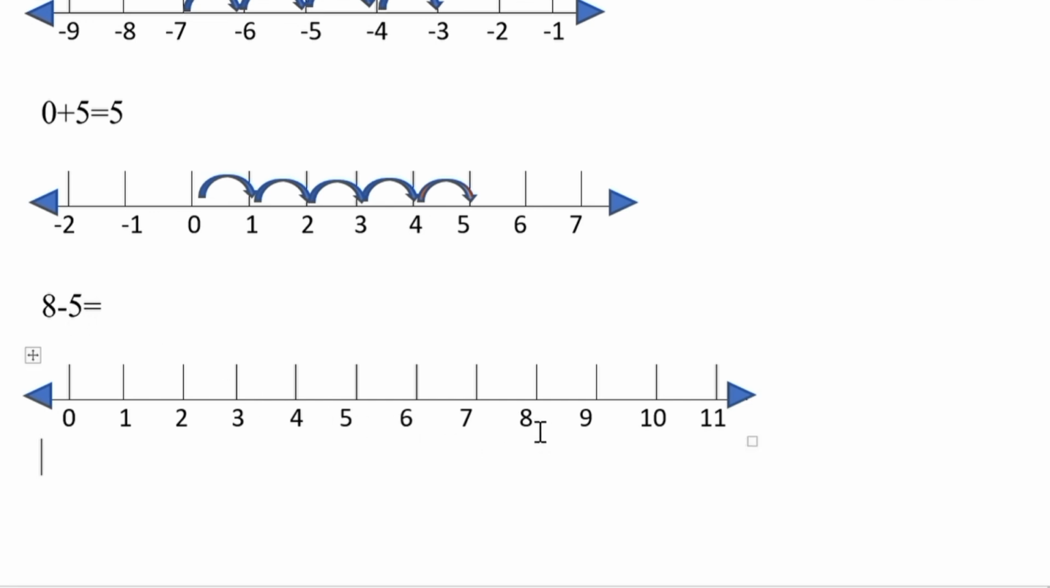So our 8 is here. We shall count 5 steps but backwards because we are subtracting. So from 8, we count 1 step, 2, 3, 4, 5. We shall land on 3. So that means 8 minus 5 is equal to 3.